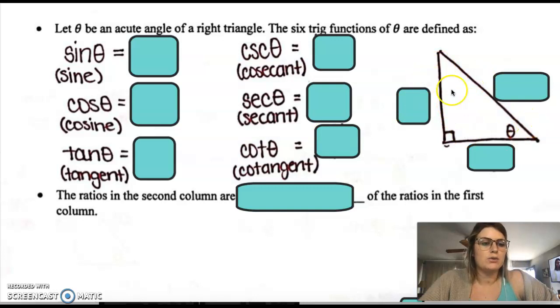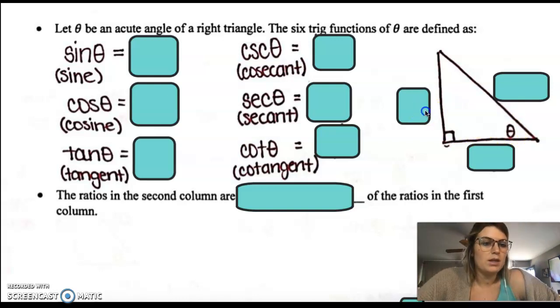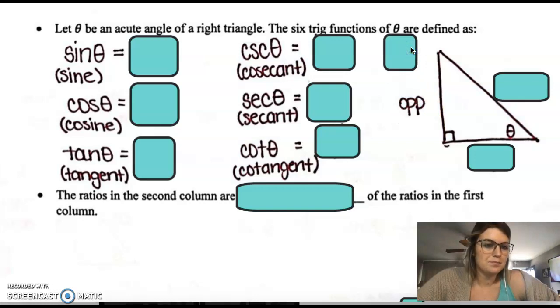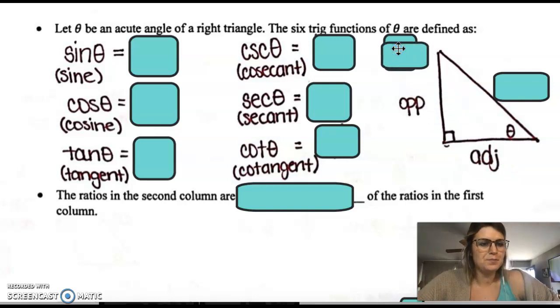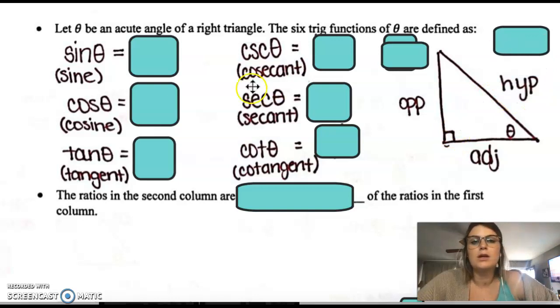If we have a triangle here and we put theta in the bottom right corner, it doesn't matter which corner it is in as long as it's one of these two, because this one's always your right angle and you can't have theta as the right angle. So we look at theta: the side directly across from it is the opposite. The one on the bottom that's touching theta is the adjacent. And the one across from the right angle is always the hypotenuse.